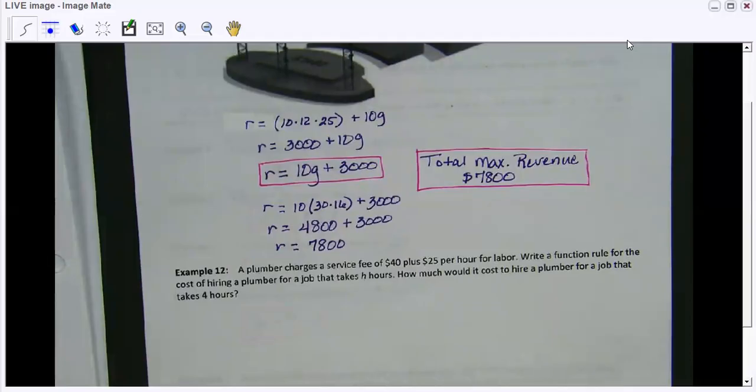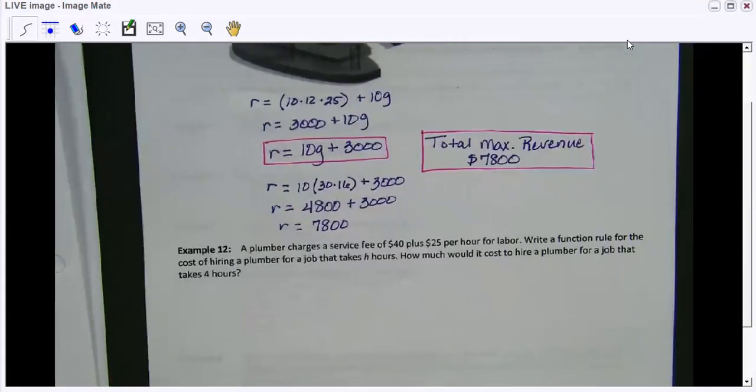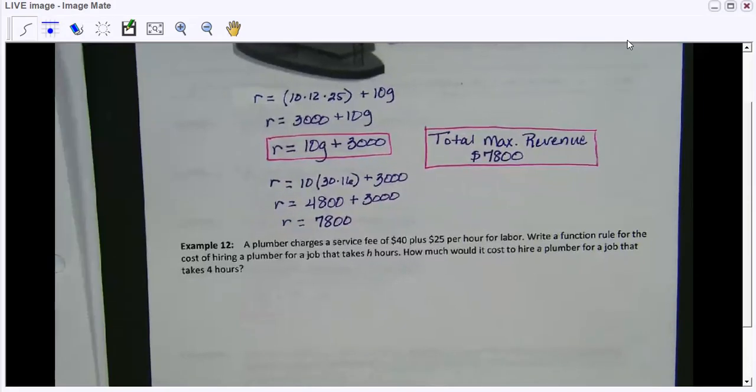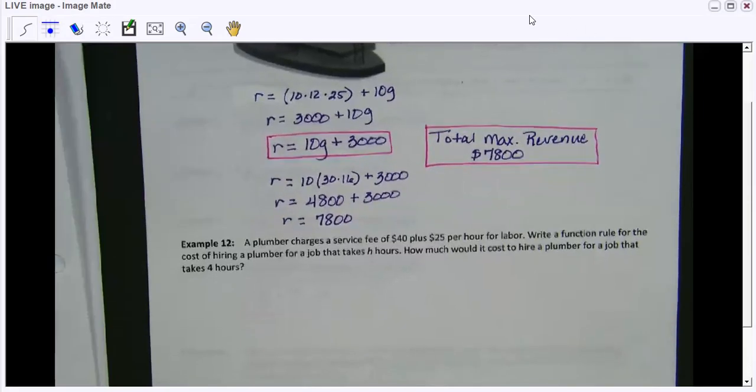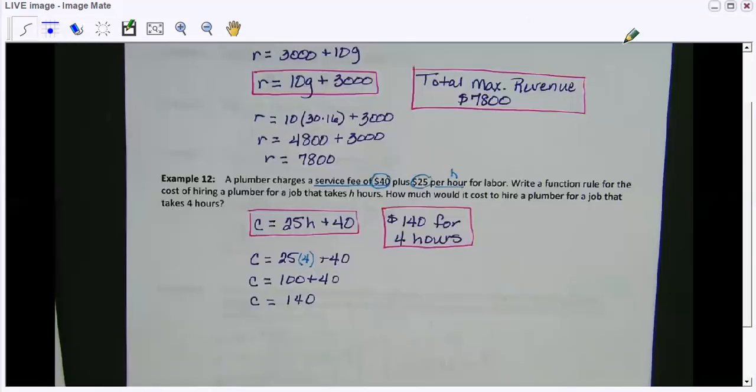This one I want you to do on your own. I'm not going to walk you through it, so I'm going to pause the video. And then in just a minute, I will unpause it to give you the answer and you can check your work. Okay, go ahead and check your work and make sure you understand it. And that does conclude lesson 2-5, writing a function rule.